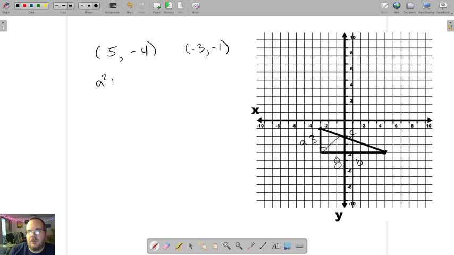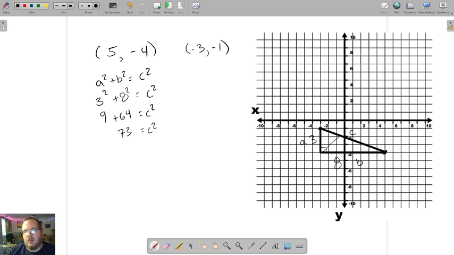The formula is a squared plus b squared equals c squared. Now a in this case is 3, so 3 squared. And b in this case is 8 squared. So 3 squared is 9, 8 squared is 64, 9 plus 64 is 73, and that's what c squared is. Now the square root of 73 then is what c is going to be.